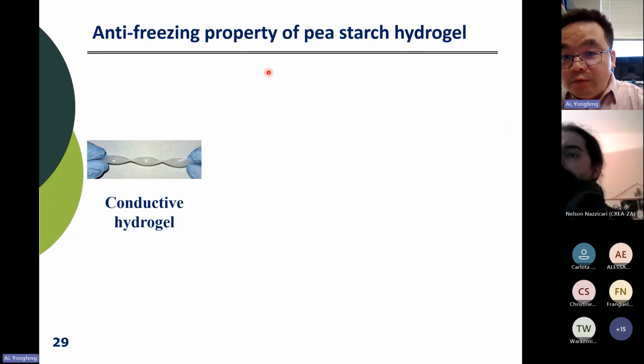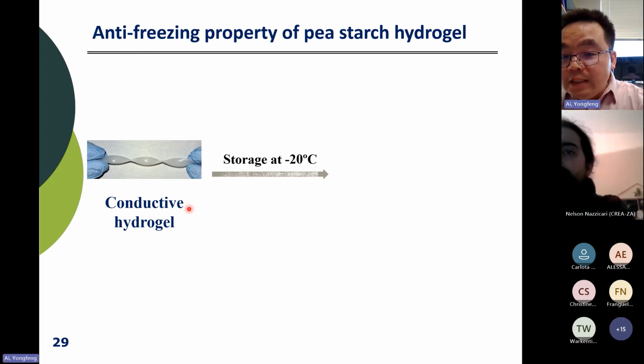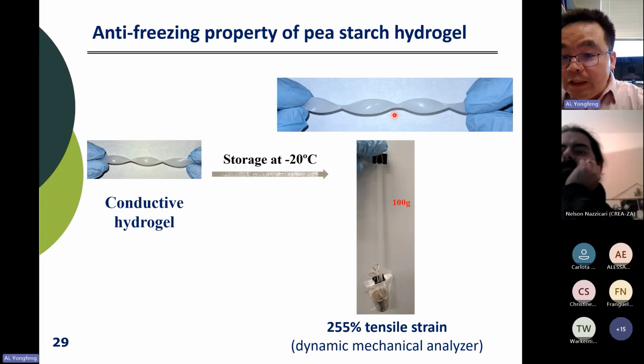Another very interesting thing about this type of gel is that it has a very good anti-freezing property. We stored the same gel at minus 20 degrees Celsius for at least overnight. Then we took out the gel to determine its different mechanical properties right away. There's no thawing or warming it back up to room temperature. We did the measurement right away after we took it out from the freezer. You can see it retains the flexibility and also the ductility. The strain only decreased from about 290% to 250%, so we can retain the tensile strength.